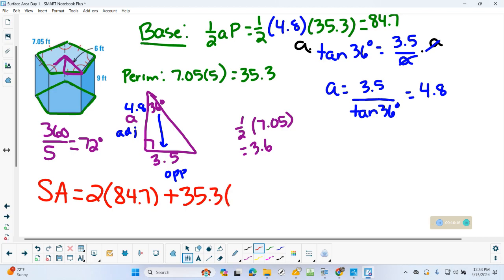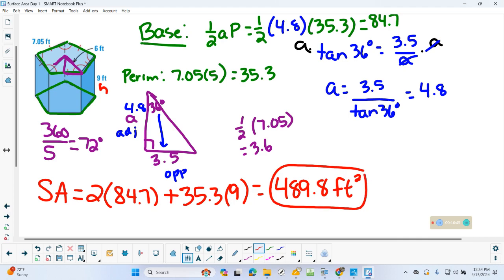Okay, last question. What is the height? How tall is the prism? 9. So your final answer is going to be this red one. What do you have? 489.8. And we should always label. What's our label? Feet squared. So is it more work than last chapter? Yes, I'm not going to lie to you, but is it really that much more work? It's like one extra step, Grayson, one extra step. Any questions on that?